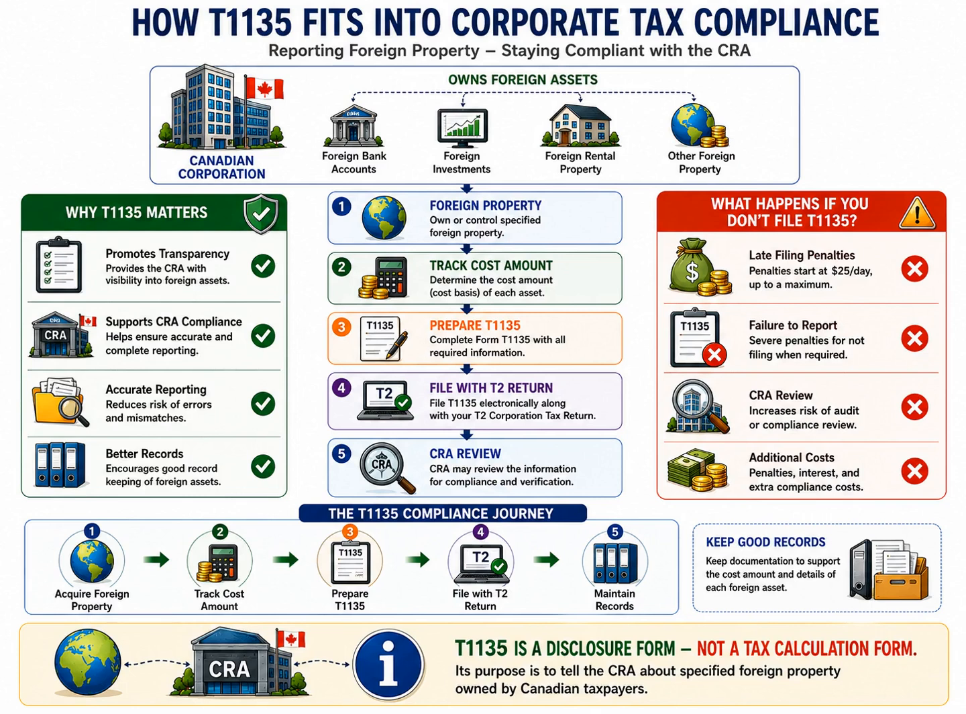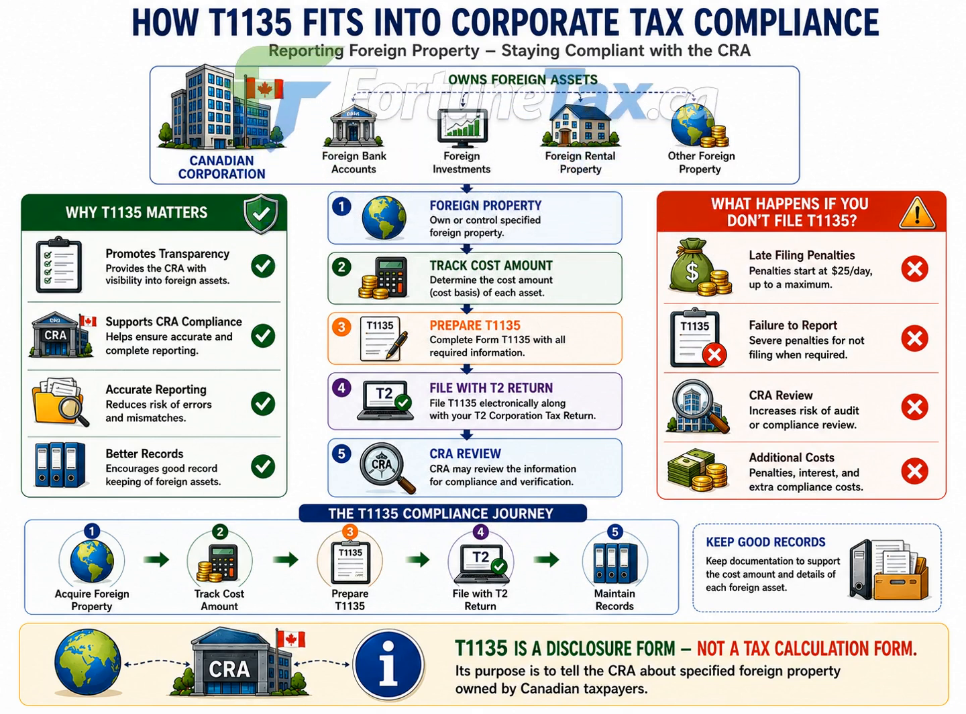In this final slide, let's see how Form T1135 fits into the overall corporate tax compliance process. The process begins when a Canadian corporation owns specified foreign property. This may include foreign bank accounts, foreign investments, rental properties located outside Canada, or other qualifying foreign assets. The first step is to identify all of the corporation's specified foreign property. Once those assets have been identified, the corporation must determine the cost amount of each asset. Remember, T1135 reporting is based on the cost amount under the Income Tax Act, not the current market value.